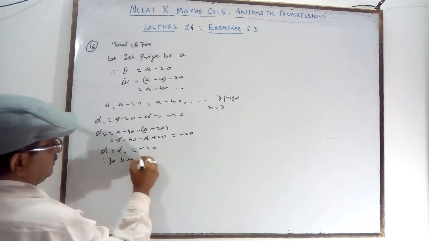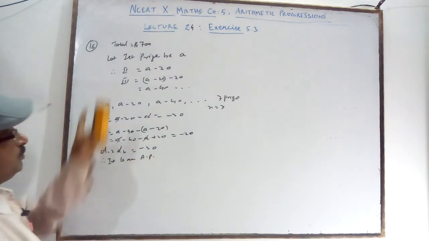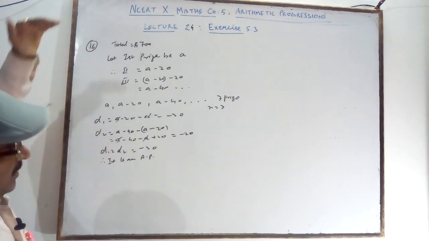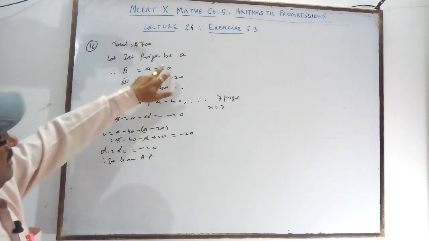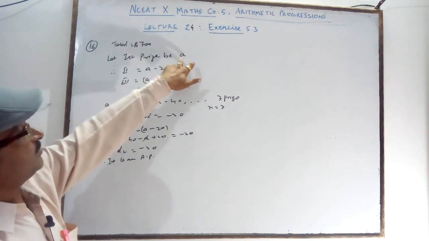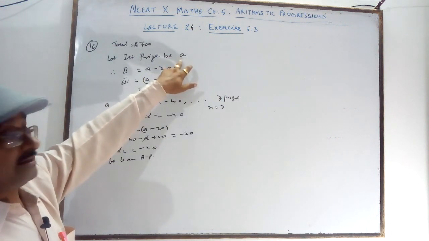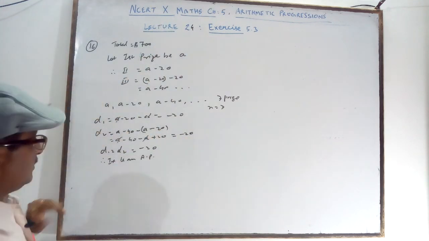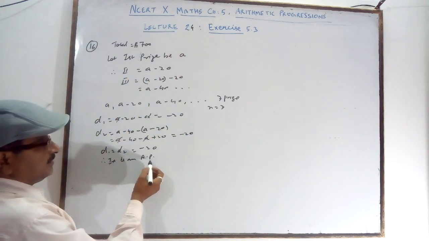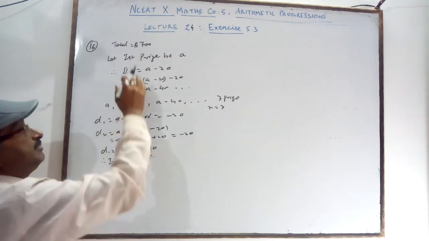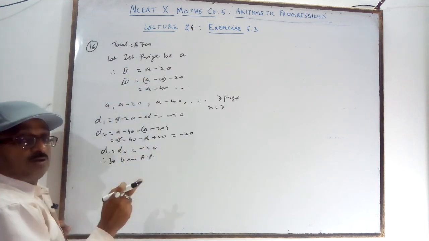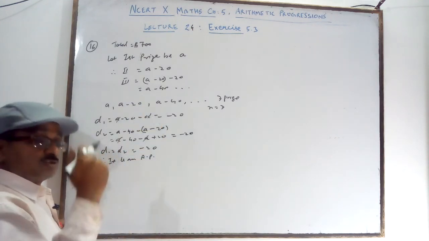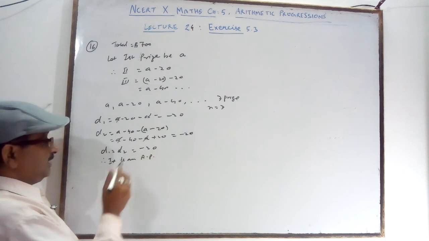You can prove it like this, or by another method: you can start from the last prize. Let the last prize be A, then the previous one will be A plus 20, and like this you can get it in reverse order also. It is an AP, because each prize is decreased by 20, so it forms an AP.